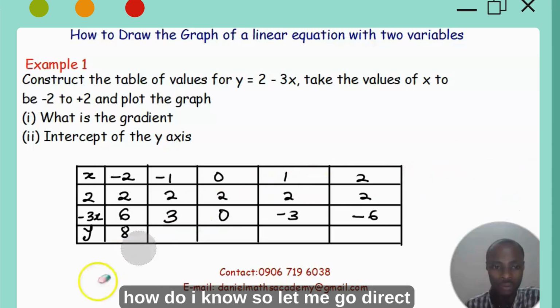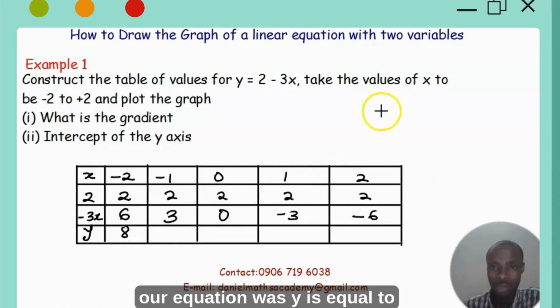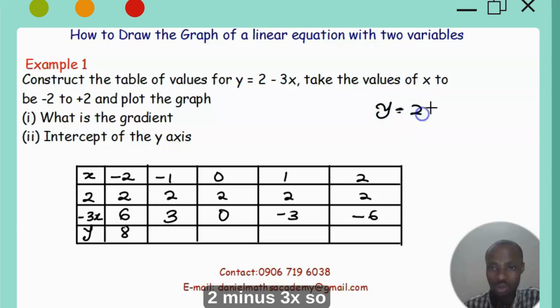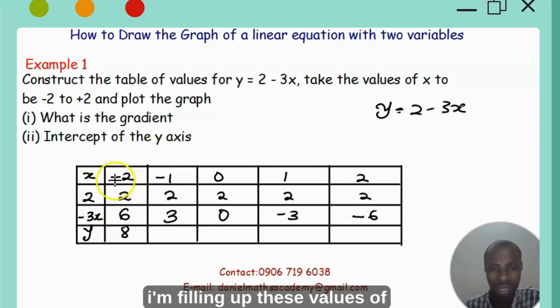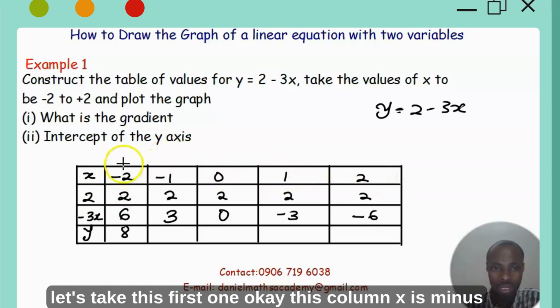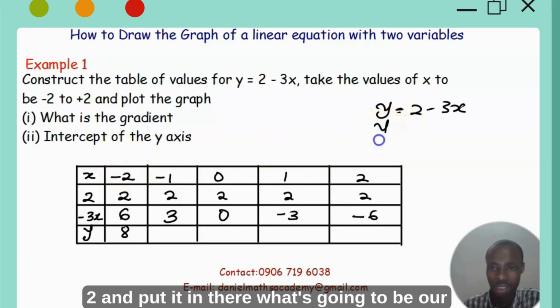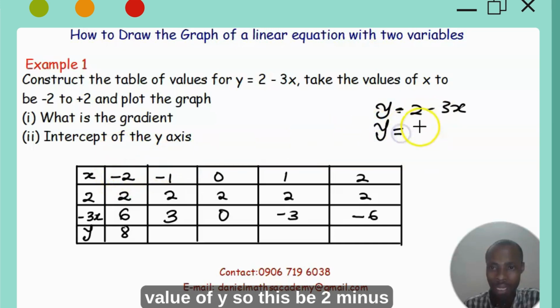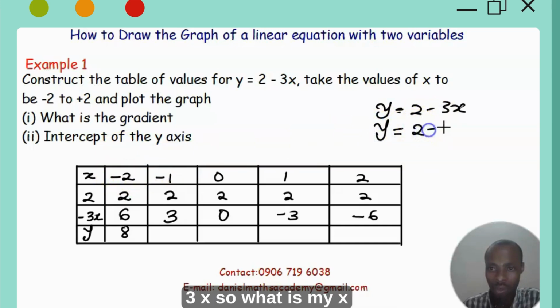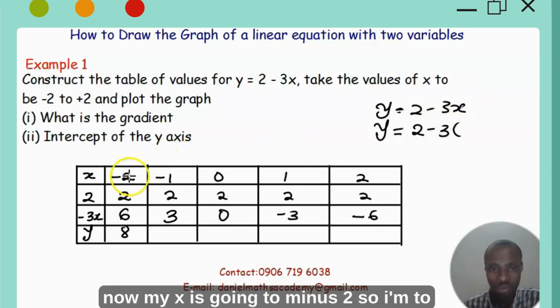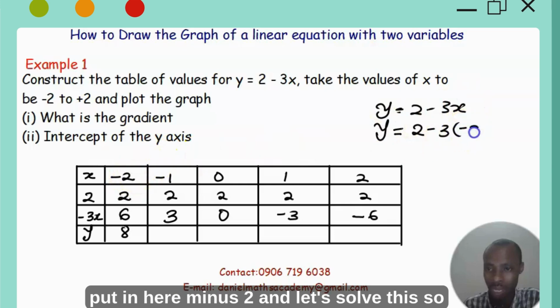How do I know? So let me go direct. Our equation was y equals 2 minus 3x. So I'm filling up these values of x: minus 2, minus 1, 0, 1, and 2. So let's take this first one, the column where x is minus 2, and put it in here. What's going to be our value of y? So this is going to be 2 minus 3 times x. What is my x now? My x is going to be minus 2, so I'm going to put in here minus 2.